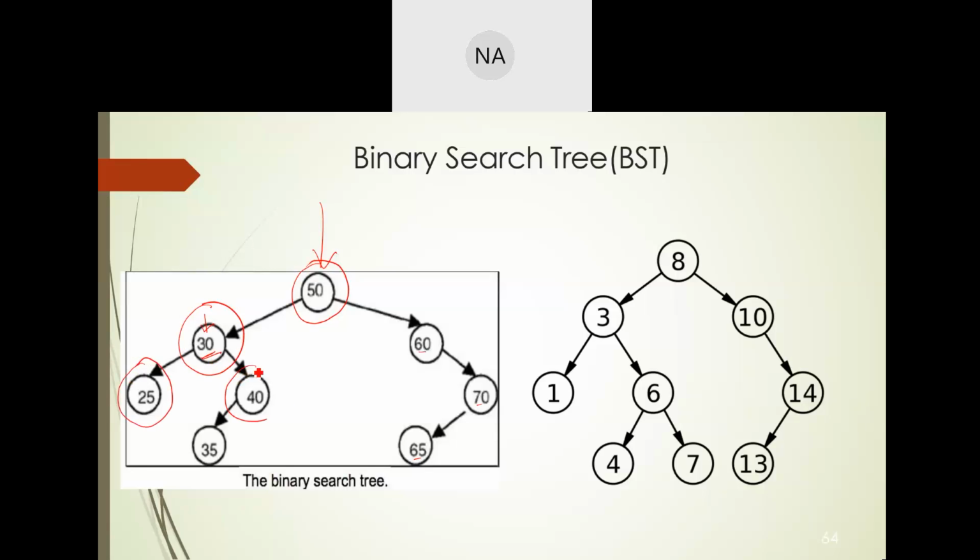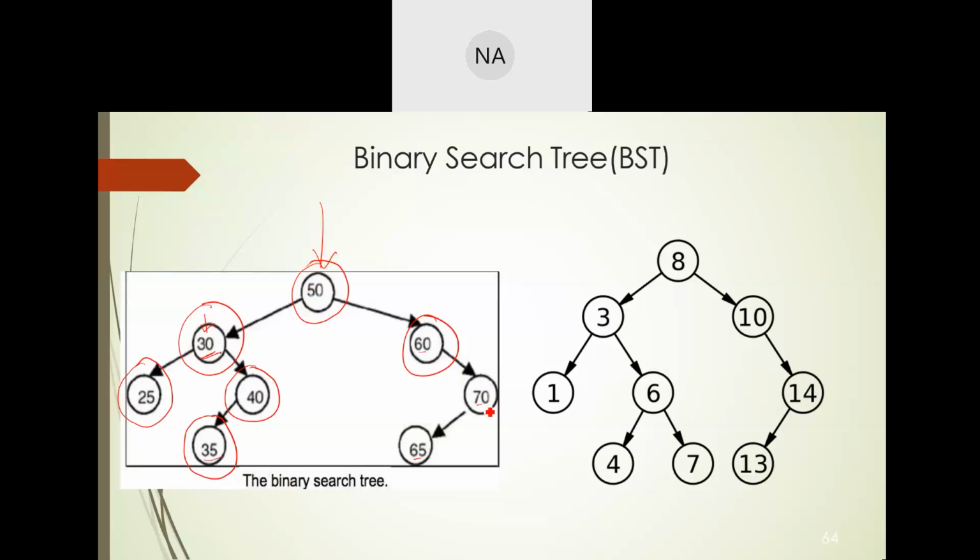Now check for 40. In the left subtree you have 35, less than 40. There is no right subtree. So these two conditions are also true for node 40. Now 35 is a leaf node, again the condition is true. Now 60. The left subtree is empty. In the right subtree we have two values, 70 and 65, both greater than 60. So again fine, no issue.